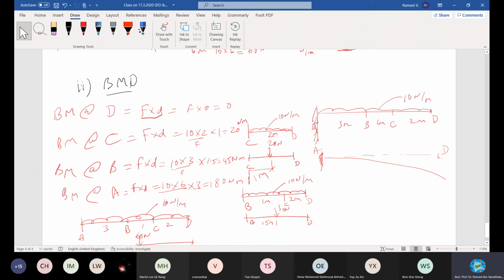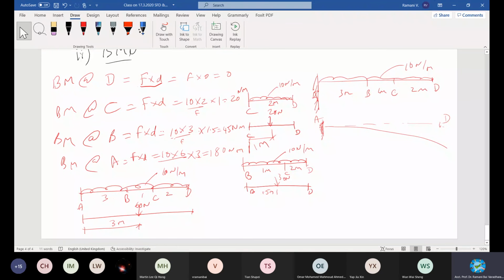Going to A, total, overall. Take the load, complete load, which is 10 times 6. The member is 6, so it will be acting at the middle, right? Middle will be 6 divided by 2, it will be 3. So I get the moment at A. Now you can conveniently plot the diagram like this.